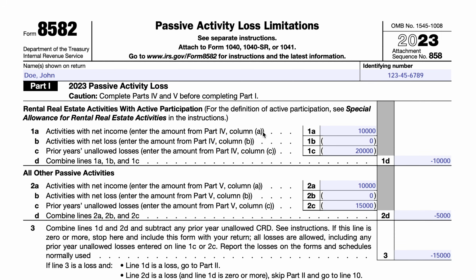So again, this is how we would complete IRS Form 8582. It is a complex form, but it is important to make sure that you are not trying to take too much of a tax deduction for passive activities. So it is important to get this right. But I think that kind of does it for our video here.